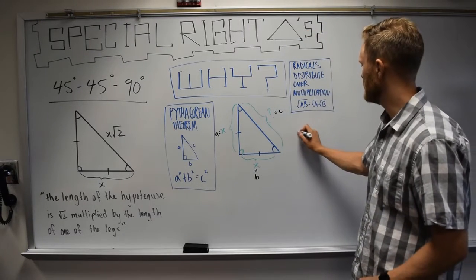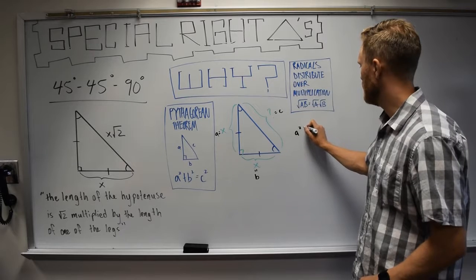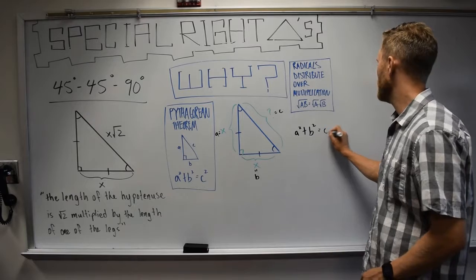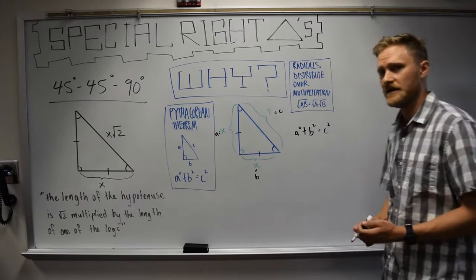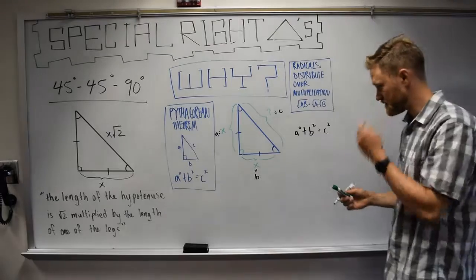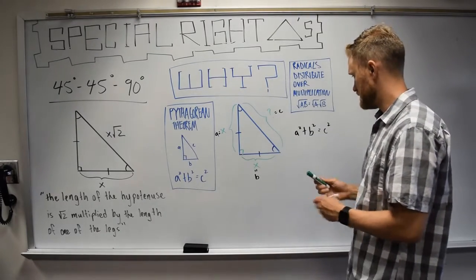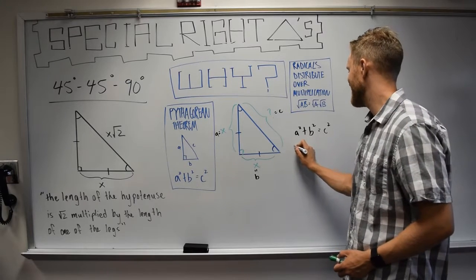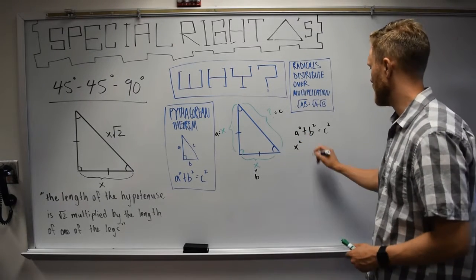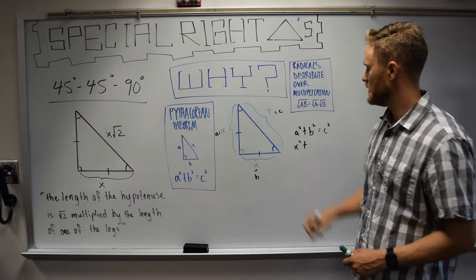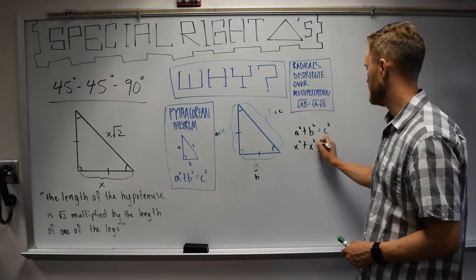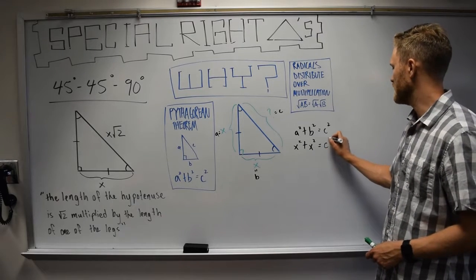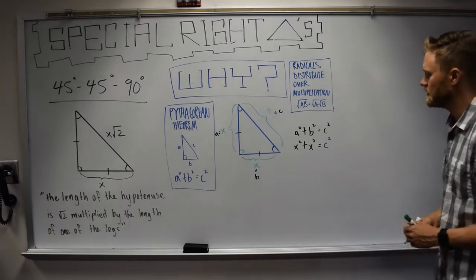The Pythagorean theorem says that if you take the square of one of the legs, add it to the square of the other leg, it should always be equal to the square of the hypotenuse in a right triangle. So now, A is equal to x, so I can write this as x squared. I'm replacing A with x. B is also equal to x, so I can write that as x squared. And then c squared, that's what we're trying to figure out. We're going to leave that as c squared.